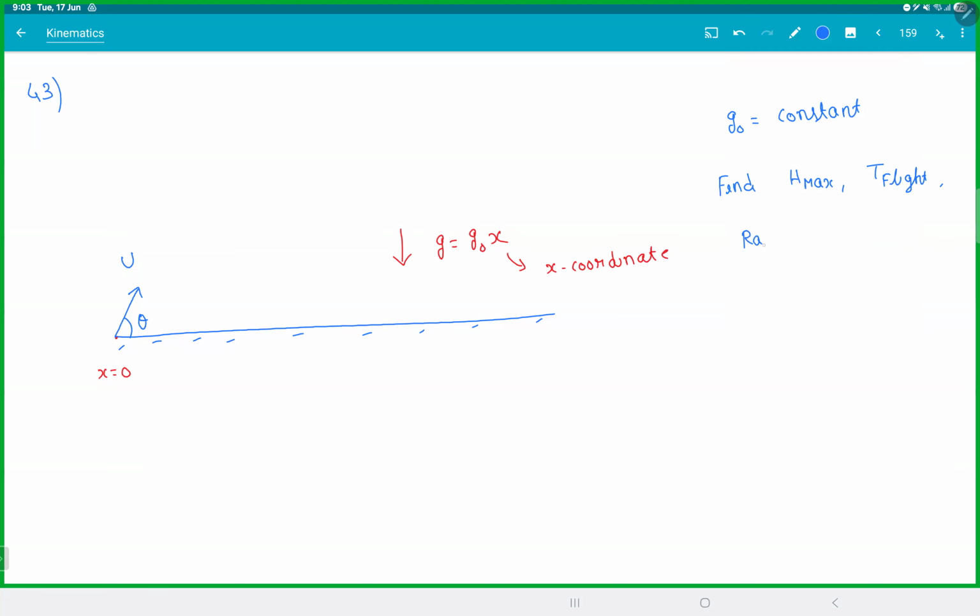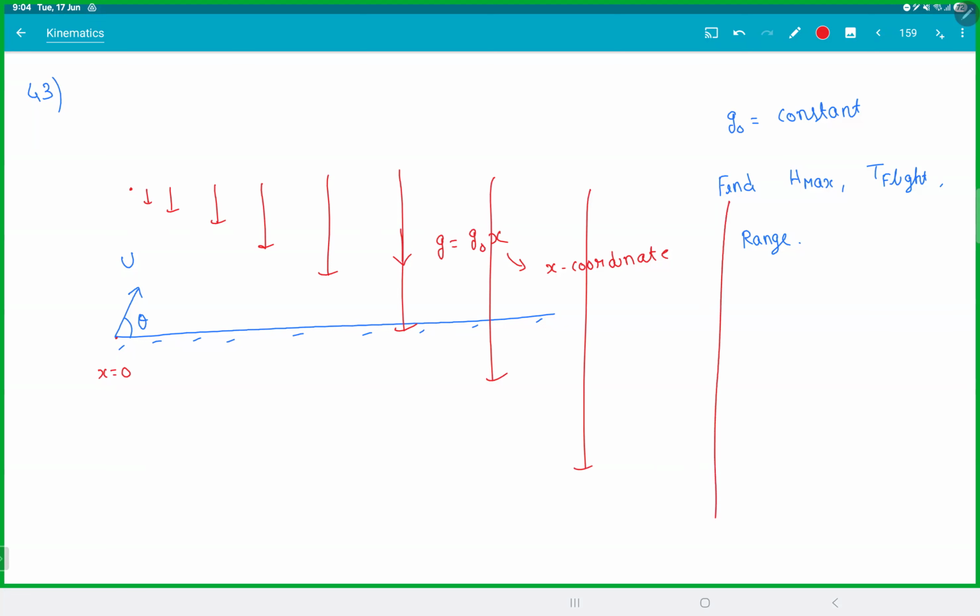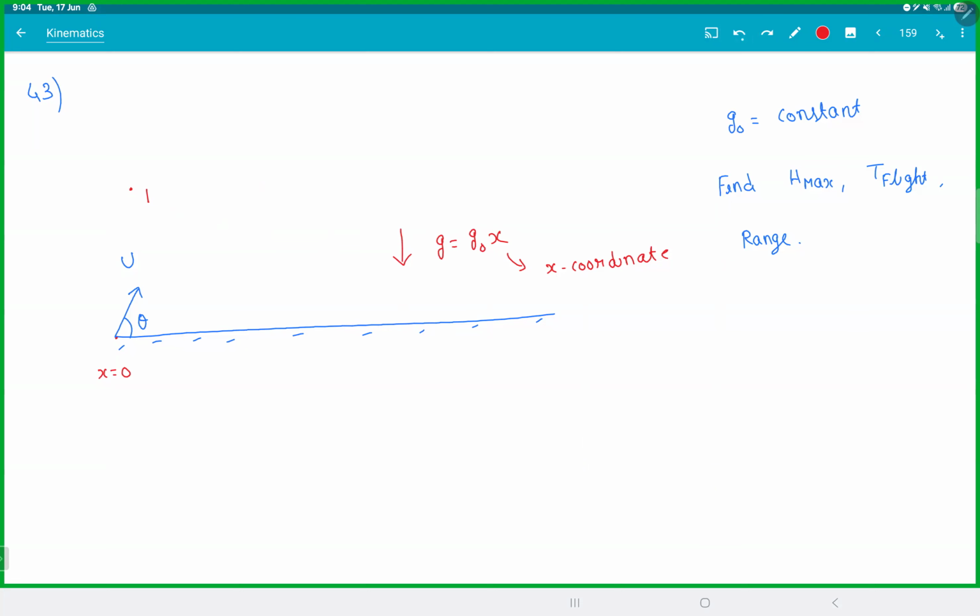And just to give you a brief, look at this gravity, how it is. Initially, when x is 0, what is the gravity? 0. As x is increasing, gravity will increase. The more you travel forward, the gravity is becoming more and more. It is changing with x coordinate. The gravity is becoming higher and higher as you go more into the front. So the gravity is not changing with height, it is changing with x coordinate.